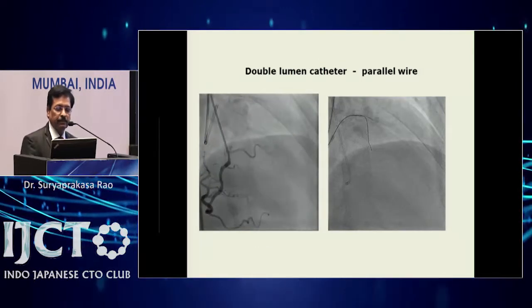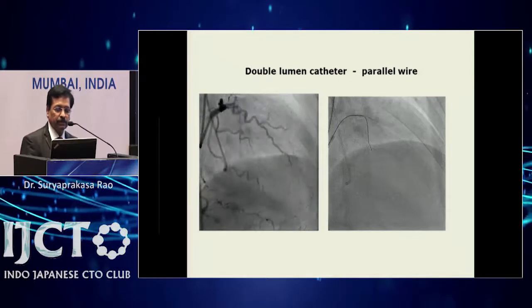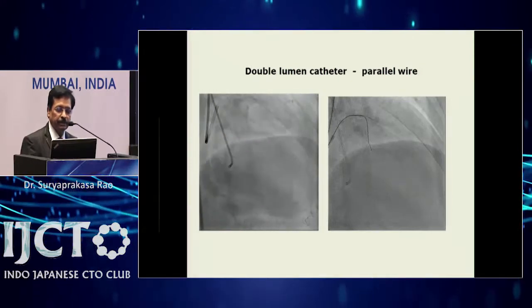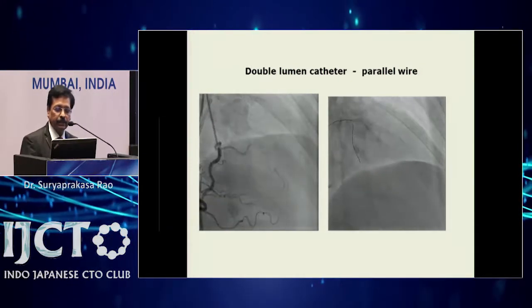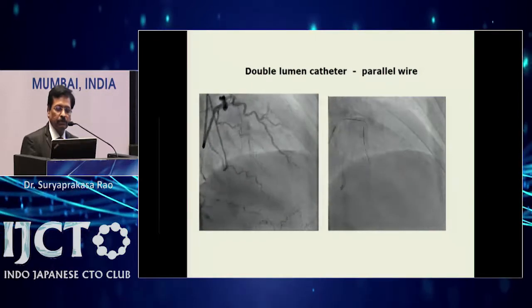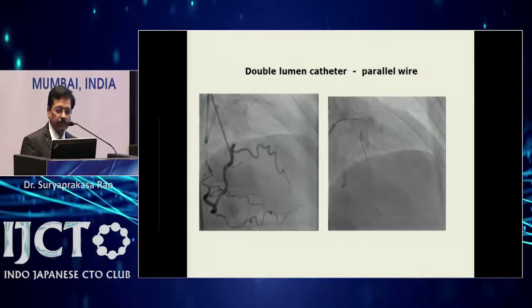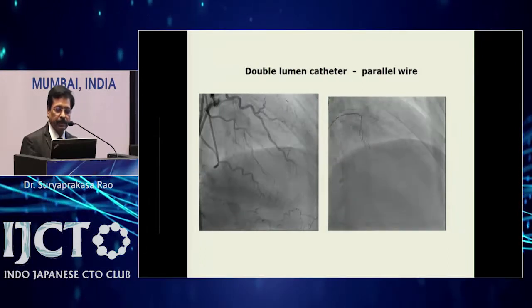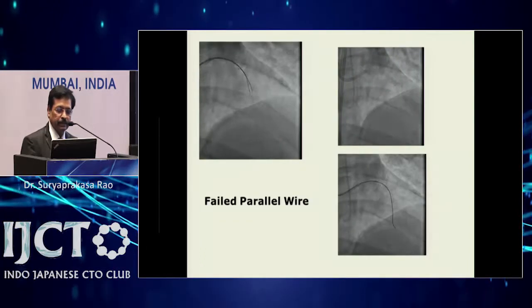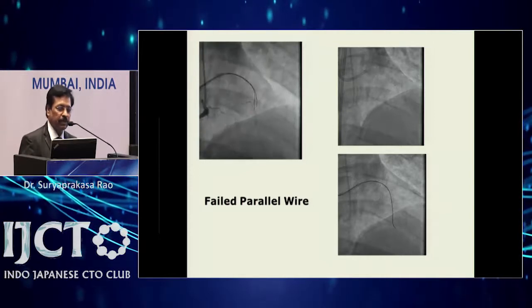This is done with the double lumen catheter. If you have a good septal branch in the LAD or a diagonal branch, you can always utilize it. It's very safe to always use a double lumen catheter with the parallel wire technique. This has been already discussed. Sometimes you may fail with the parallel technique.